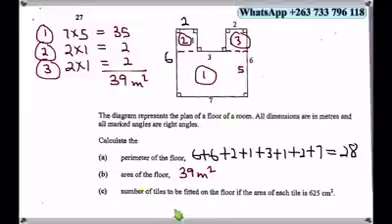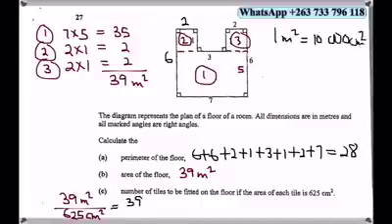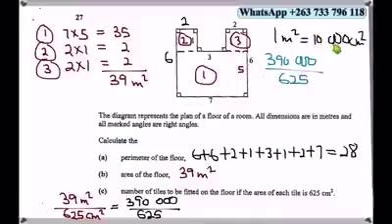Then on part C, the number of tiles to be fitted on the floor if the area of each tile is 625 square centimeters. So in this case, we must first convert 39 square meters into square centimeters. So 1 square meter here will be equal to 10,000, since 100 centimeters times 100 centimeters is equal to 10,000. Therefore, if 1 square meter is equal to 10,000 square centimeters, we are going to multiply by 39. This will give us 390,000 square centimeters. Divided by 625, this is the area per tile, so we are going to divide this into 390,000.